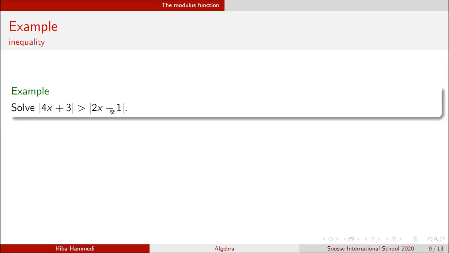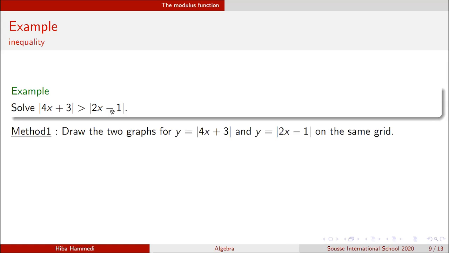And I ask you to solve mod 4x plus 3 is bigger than mod of 2x minus 1. So there are different ways to solve this kind of inequalities, and I will show you 3 ways to solve this. Well, the first way is just graphically.